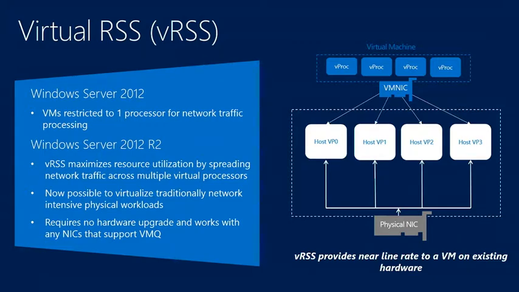So what vRSS actually does is it allows us to maximize the utilization by spreading network traffic across the CPU cores, not only in the virtual machine itself, but also within the host. Okay, so if the host CPU 0 starts to get really pegged, we'll start to spread that across the additional processors on the host itself and within the VM.